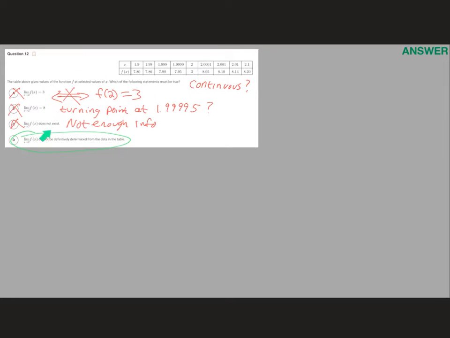So B is out. C, we don't know whether the limit exists or it doesn't, and so the best option is D. Cannot be definitively determined from the data in the table. Had they told us that this was a continuous function, a lot of that information would change.